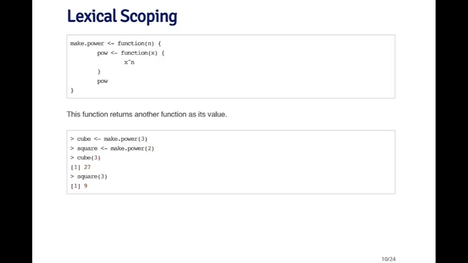So now when I pass cube the number 3, it raises 3 to the third power, so I get 27. If I call square on the number 3, it raises 3 to the second power, so it gives me 9. And so now I've got one function that is capable of constructing many different types of functions, by raising them to various powers.